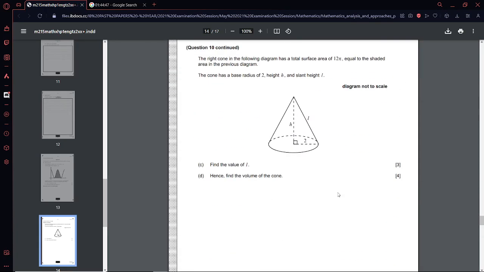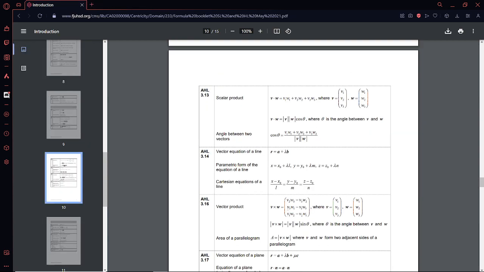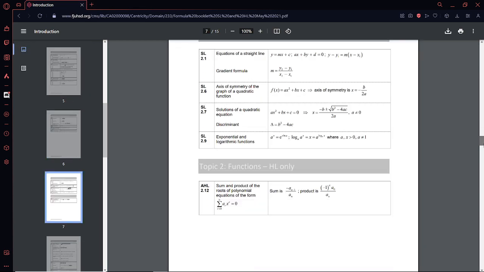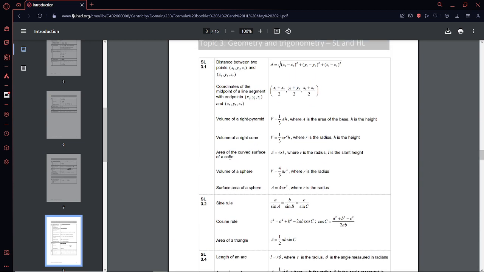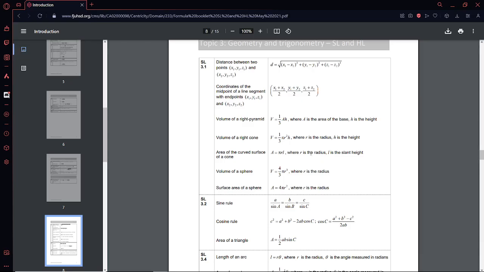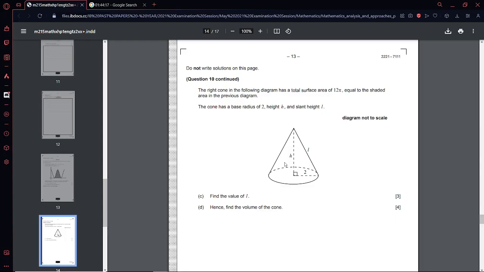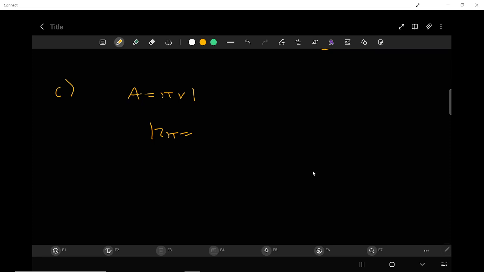And done. Okay, question C. There's a total surface area of 12 pi. Find the value of L. I don't know what the surface area of a cone is, so let's find out. The area of the curved surface of a cone: A equals pi r L, apparently. It says 12 pi. r is 2, so pi times 2 times L, so L equals 6.